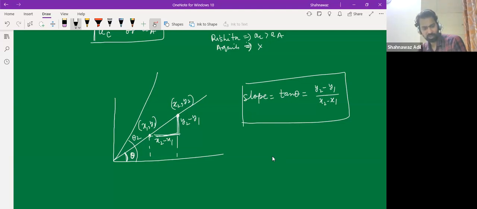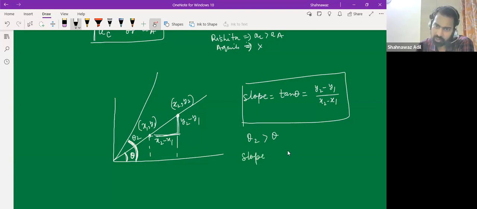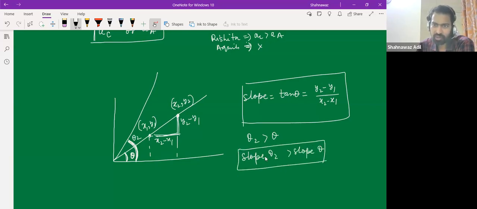Which slope is bigger? Which angle is bigger? Theta 2, right? So this theta 2 angle is bigger, which means that this slope is bigger. So theta 2 is greater than theta, which means that the slope of theta 2 is bigger than the slope of theta. This is how we define it.